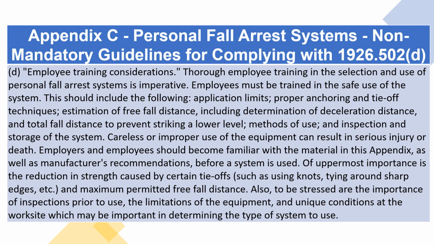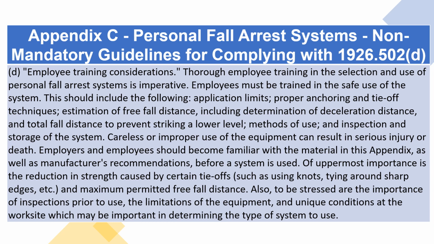D. Employee training considerations. Thorough employee training in the selection and use of personal fall arrest systems is imperative. Employees must be trained in the safe use of the system. This should include the following: application limits, proper anchoring and tie-off techniques, estimation of free fall distance, including determination of deceleration distance and total fall distance to prevent striking a lower level, methods of use, and inspection and storage of the system. Careless or improper use of the equipment can result in serious injury or death.